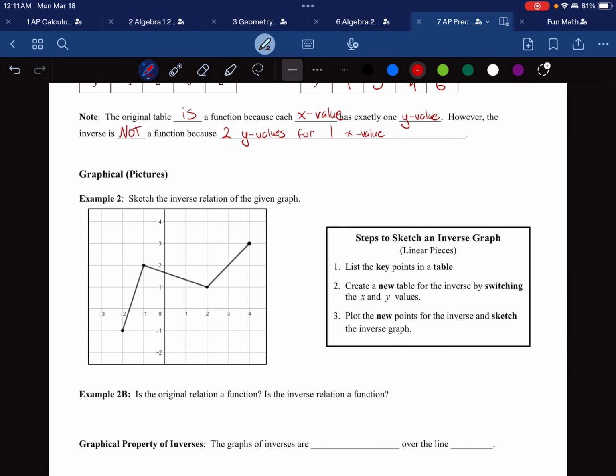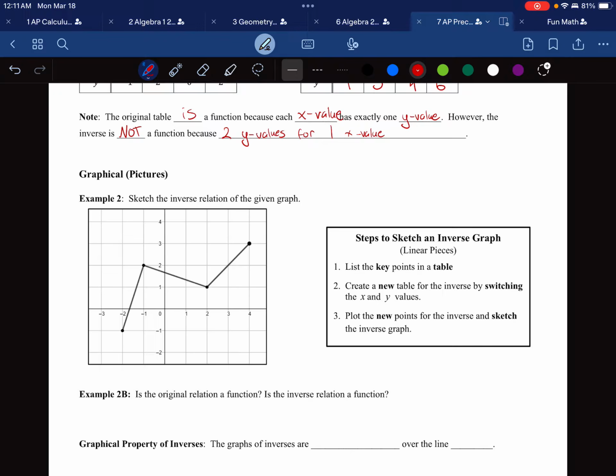All right, so let's do a graphical analysis, aka with pictures. So we're going to sketch the inverse function of a given relationship, and it has some ideas over here. The general idea is to switch the x and the y values. You could make a table. Let's go ahead and do that really quickly.